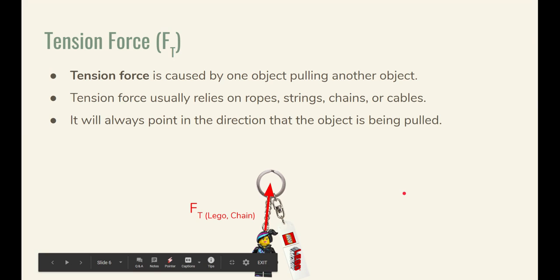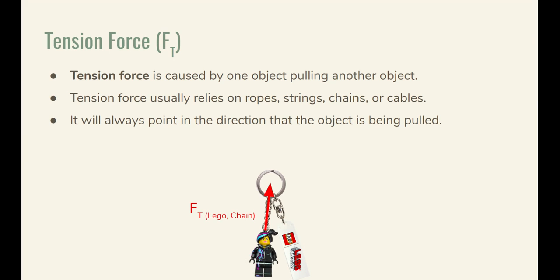Tension force is caused by one object pulling on another object. Tension force usually relies on ropes, strings, chains, or cables. It will always point in the direction that the object is being pulled. And so here, the chain is providing a tension force on the Lego toy. We represent tension force with a capital T as the subscript on our capital F for force.